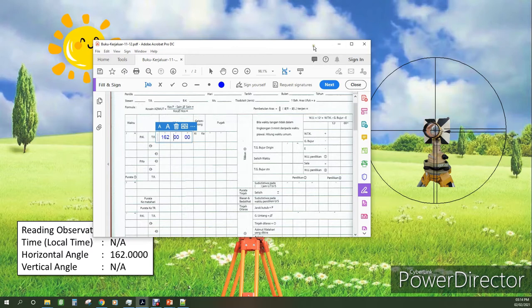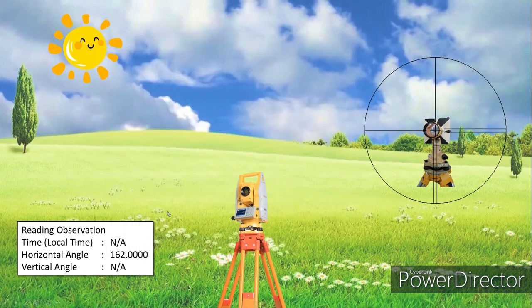So next, we will continue to make a solar observation. This time is very important because we have to note the time when we are making the solar observation. The time of our observation is the local time. Next, we want to make a solar observation on the sun. So the time is very important for us to make the calculation later on.